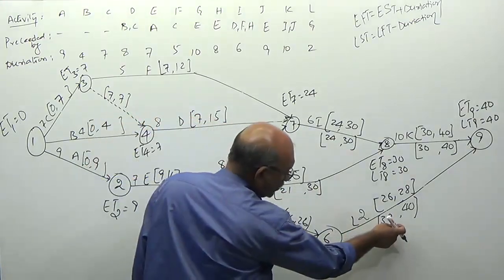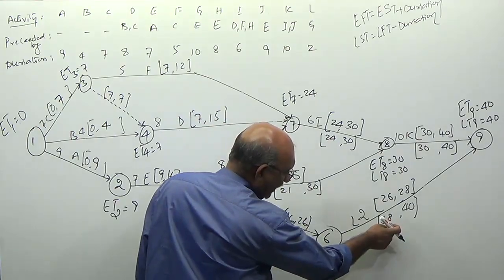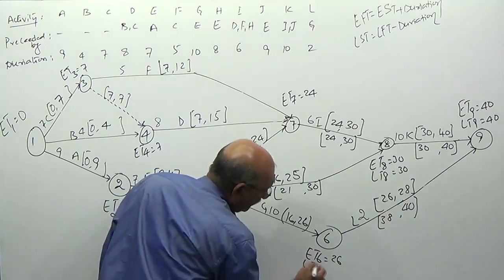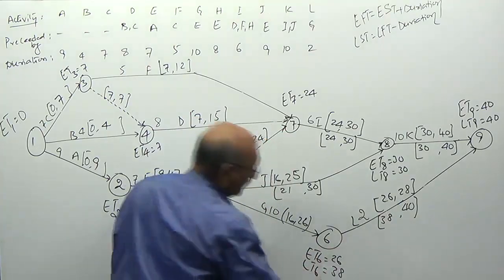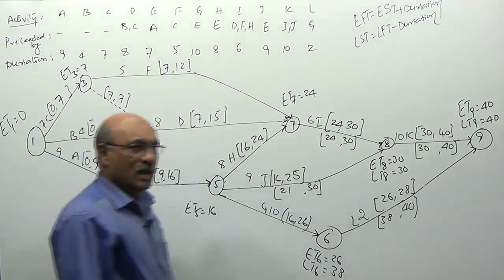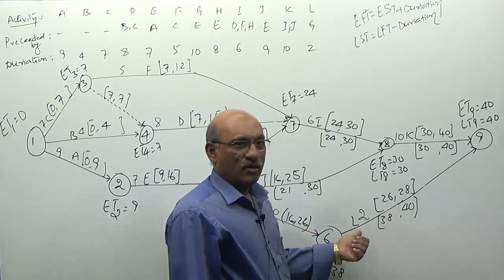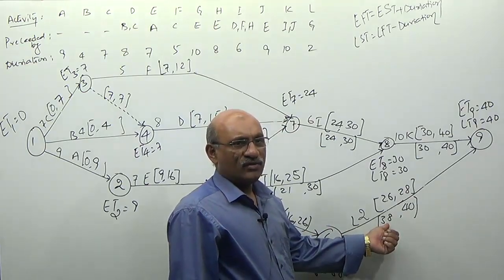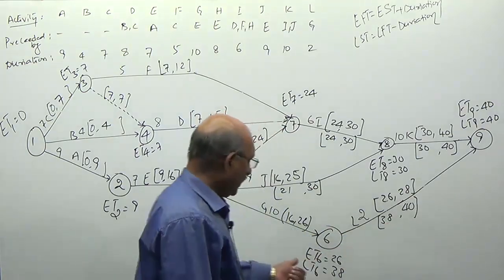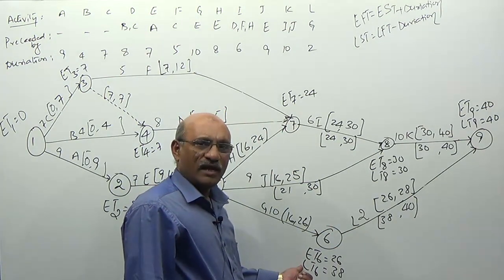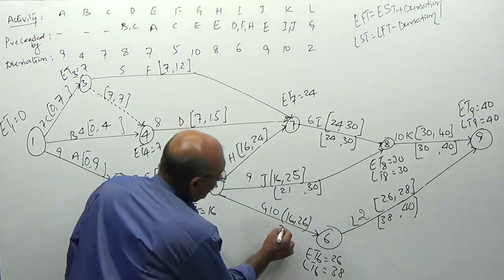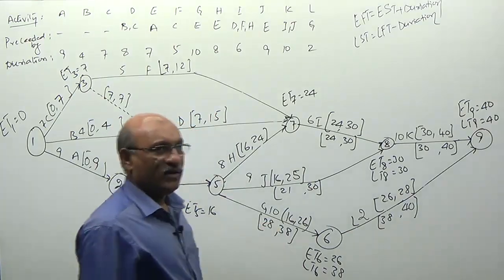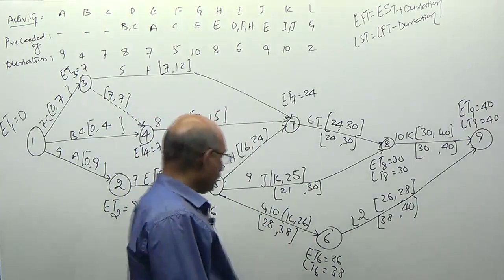Here, to start activity L on the 38th day, you have to reach node 6 on the 38th day. One more time: activity L, you have to start latest by the 38th day. To start this on the 38th day, you have to reach node number 6 on the 38th day. So this is 38 minus 10, 28.